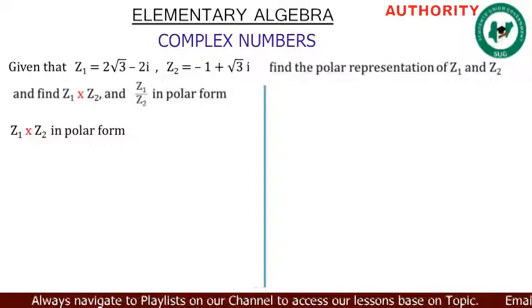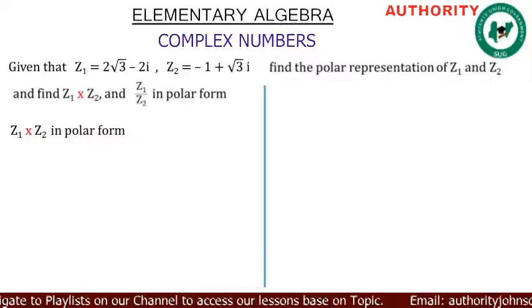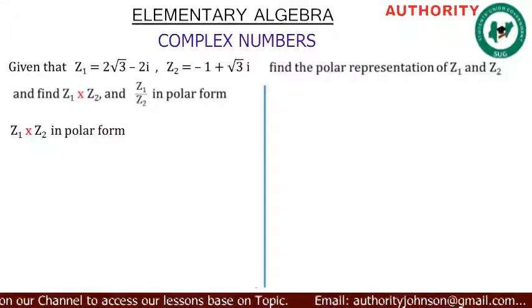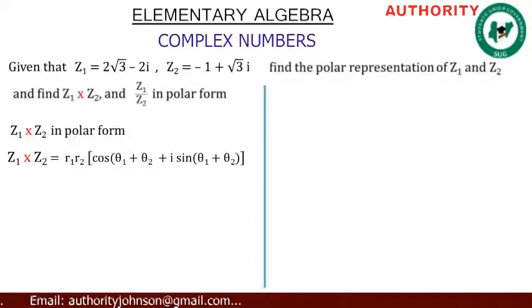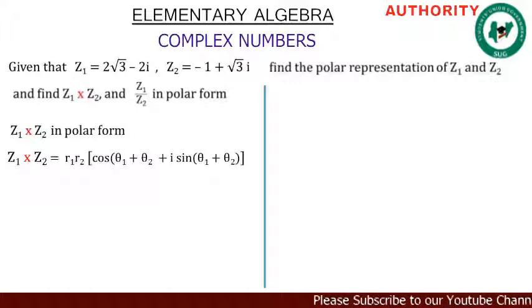And then you discover that in one of our lessons we treated a theorem. In that theorem we say that z1 times z2 in polar form is going to give us r1 times r2 open bracket cos (theta 1 plus theta 2) close bracket plus i sine (theta 1 plus theta 2). Our r2 is the r in z2, theta 1 is the theta in z1, and theta 2 is the theta in z2. All these values we have solved for above.